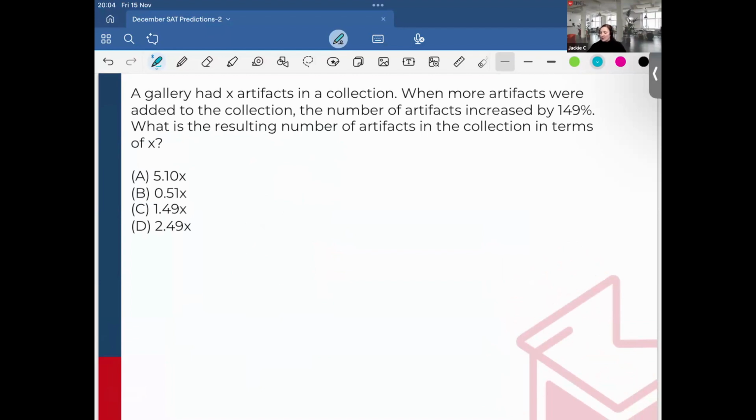Okay, so a gallery had X artifacts in a collection. When more artifacts were added to this collection, the number of artifacts increased by 149%. What is the number of artifacts in the collection in terms of X? So remember, whenever you're doing an increase, it's like 1 plus k percent. So this would be 1 plus 149 written as a percent, which is 149 divided by 100, or 1.49. So that would be 1 plus 1.49, which is 2.49.